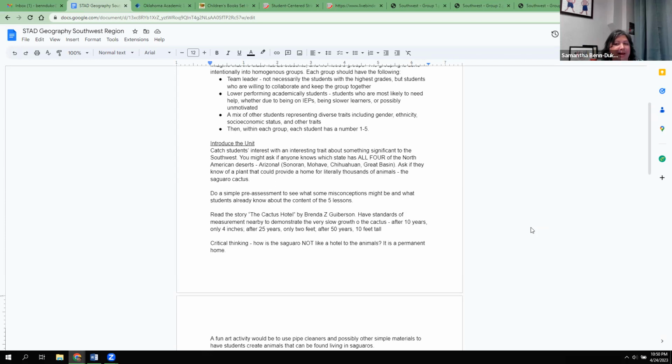So we would talk about the pronunciation of the word saguaro, and I would show some pictures of saguaro, including what they look like when they die and fall over, and the long wooden strips that support them. And then I would read to them from our textbook this short story, 4 pages, called Cactus Hotel.